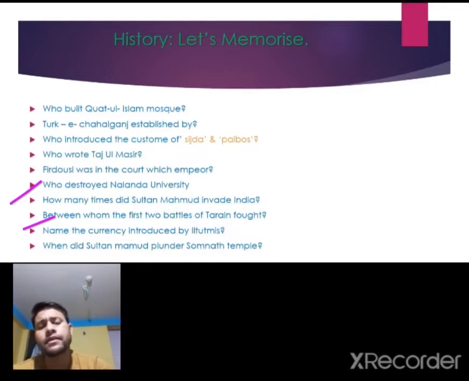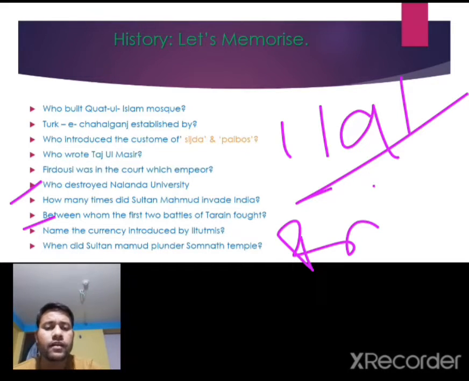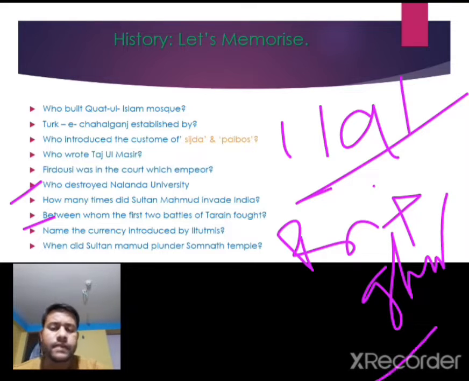So pehla wala battle jo 1191 mein hua tha, between same guys, Prithviraj Chauhan aur Ghori. इस बैटल में Ghori lost, but Prithviraj Chauhan won.